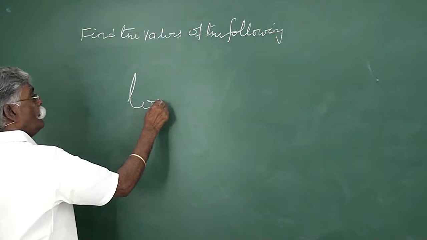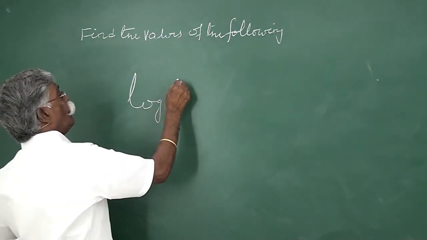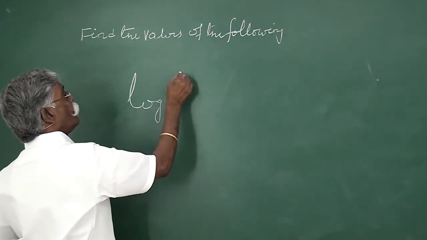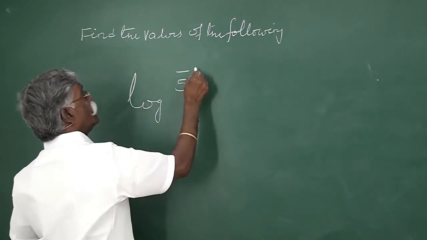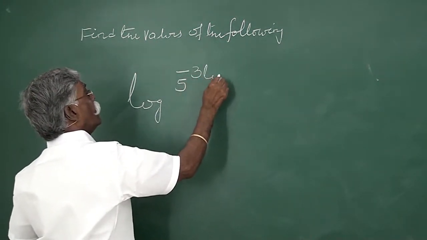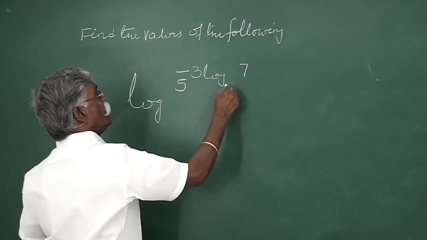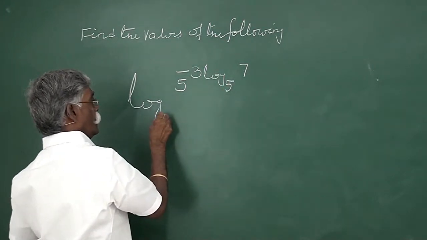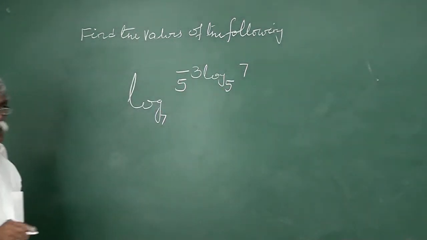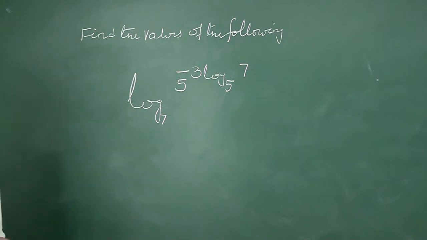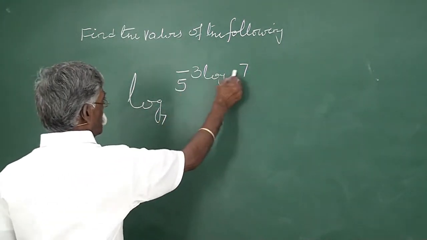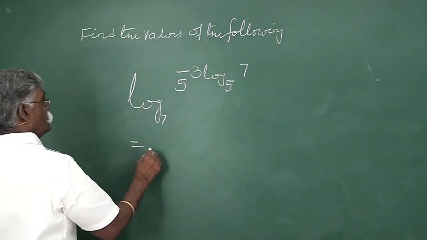log of 5 power minus 3 log 7 base 5, and here the base is 7. So first we will bring this minus 3 inside.